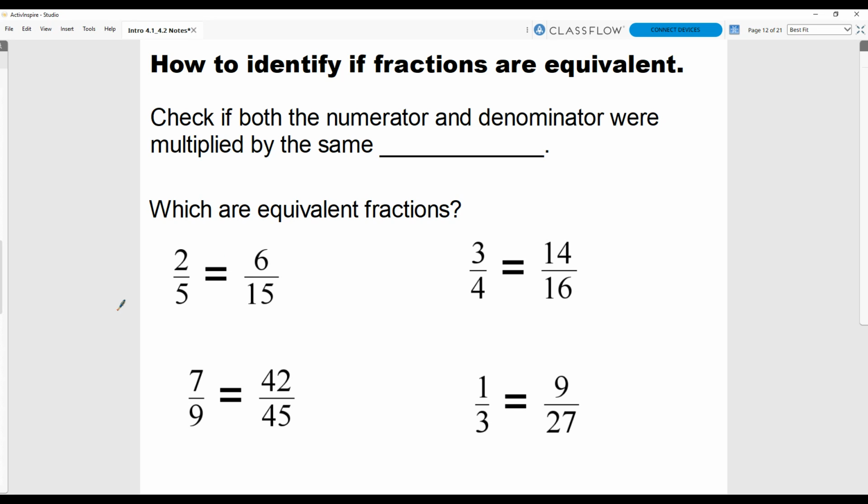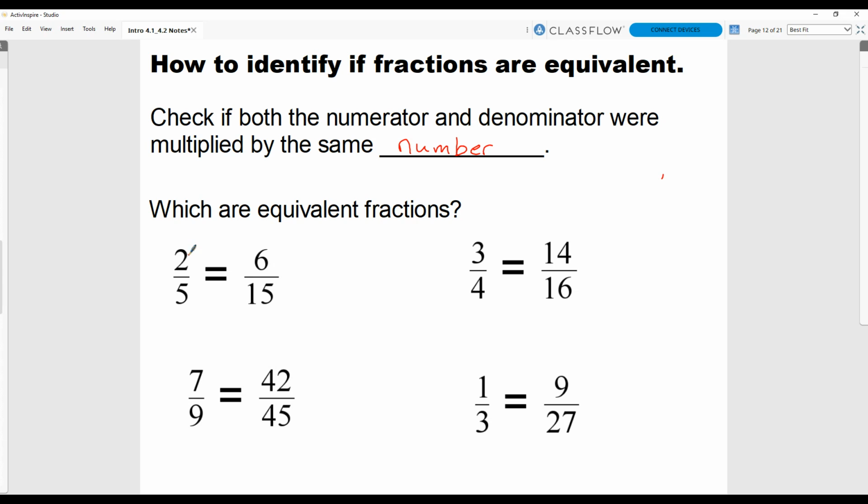And you can do that. You can identify them as being equivalent. You want to check to see if both the numerator and the denominator were multiplied by the same number. That's what we're checking. Did 2 and 5 each get multiplied by the same number to get this new fraction over here? That's what we're checking. So here's what you've got to do.